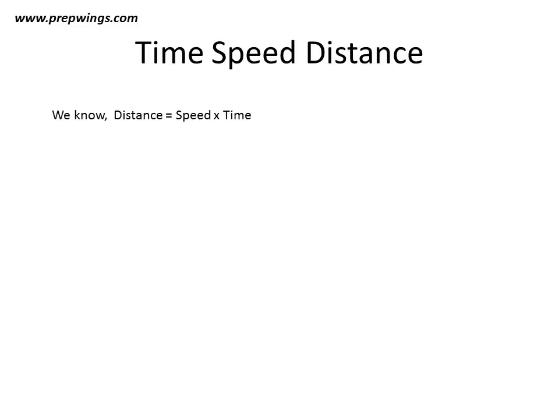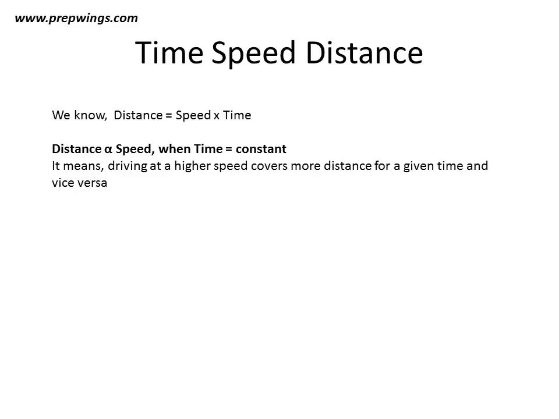Now we know distance equal to speed into time. What this means is, distance is directly proportional to speed when time is constant. What this actually means is, if you drive at a higher speed for a given time period, you'll cover more distance. And vice versa. Vice versa means if you drive at a lower speed for a given time, you will cover lower distance.